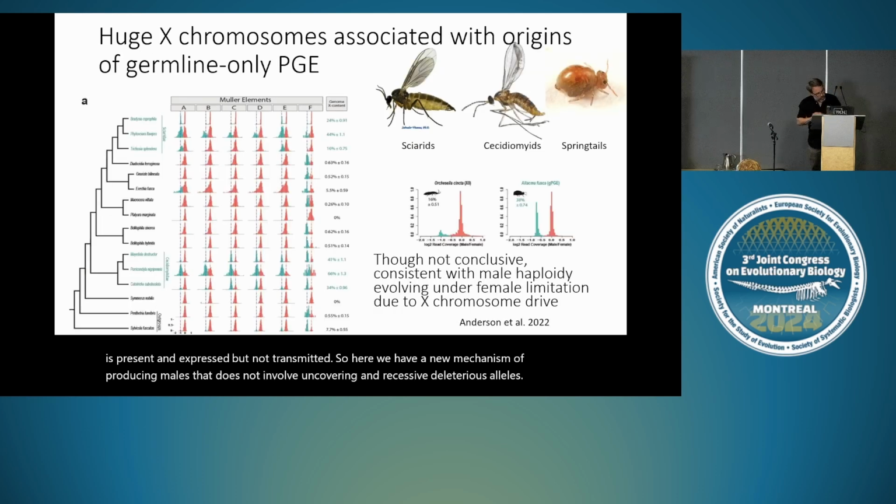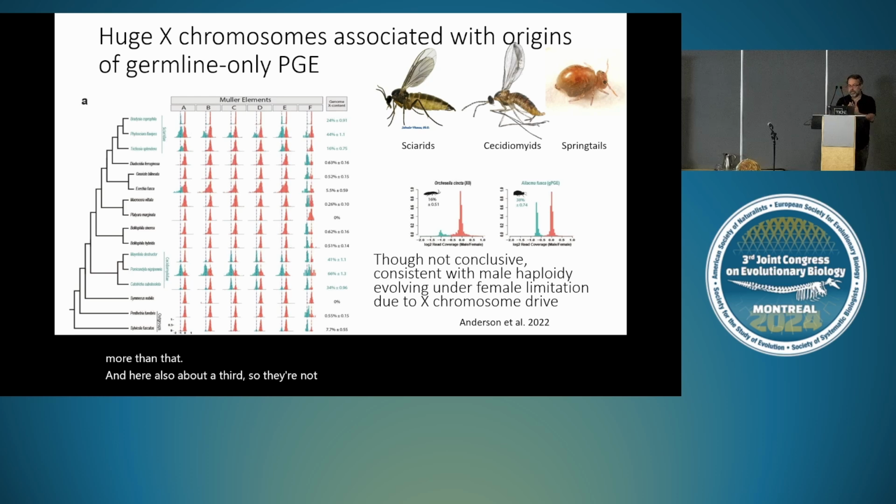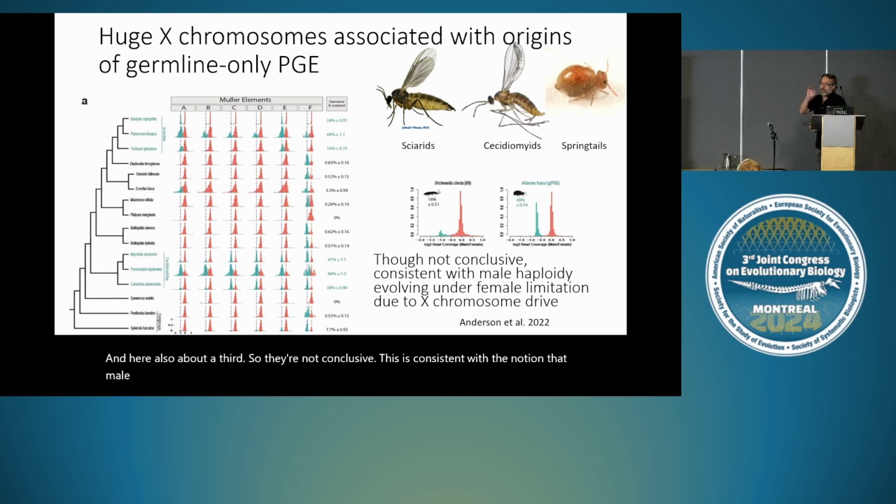So long story short, my excellent student Noelle Anderson looked at this in 3 different origins of this kind of system and found remarkably large X chromosomes. I'm not sure if people can see this, but here the X chromosome accounts for about 1/3 of genes, here even more than that, and here also about 1/3. So, though not conclusive, this is consistent with the notion that male haploidy is evolving when you have large X chromosomes, regardless of the recessive deleterious allele, consistent with X chromosome drive driving these turnovers.